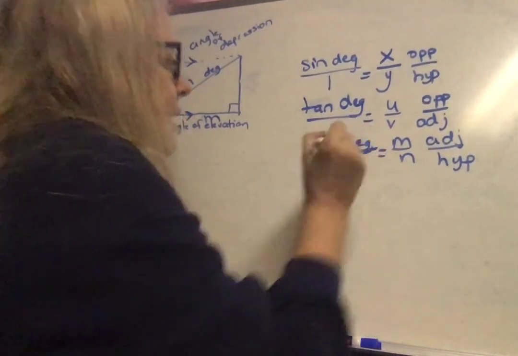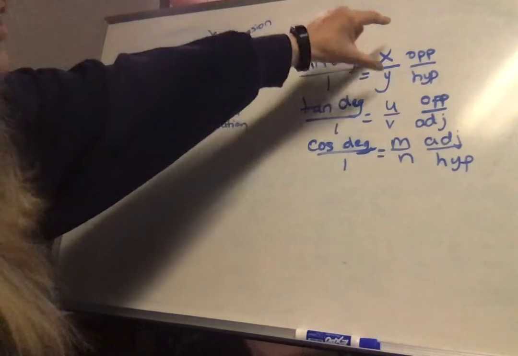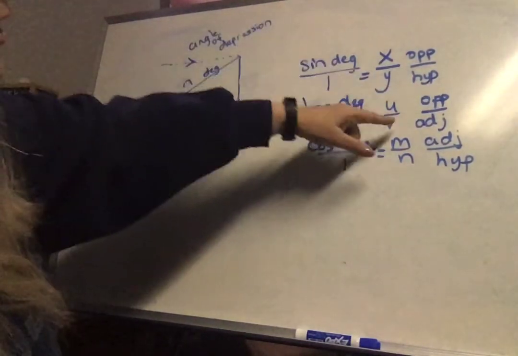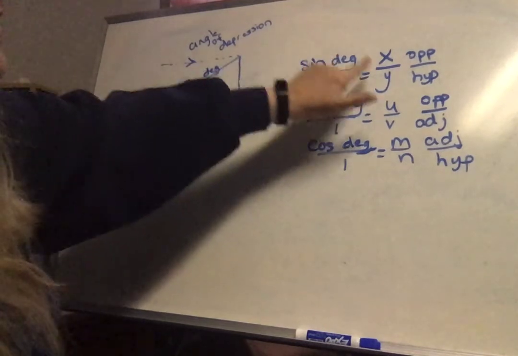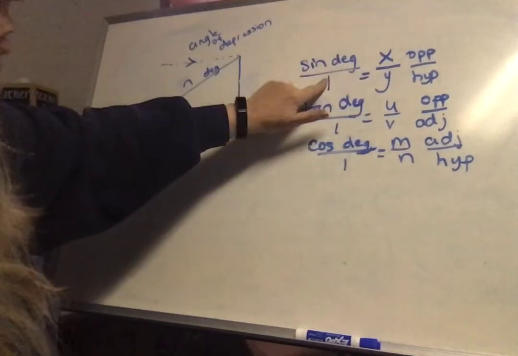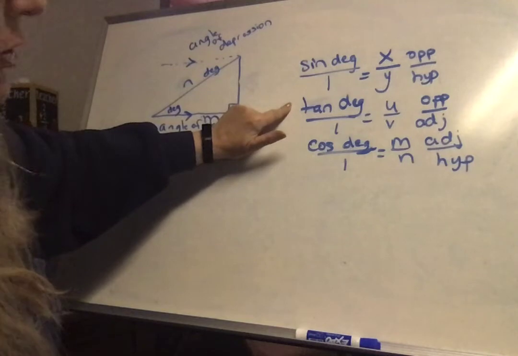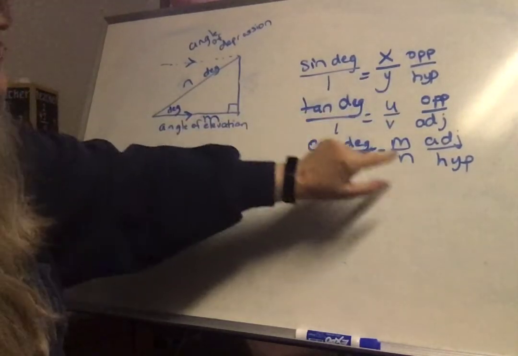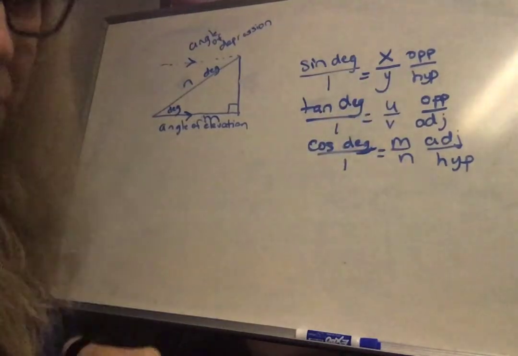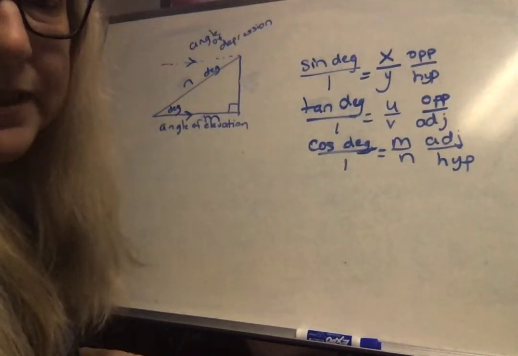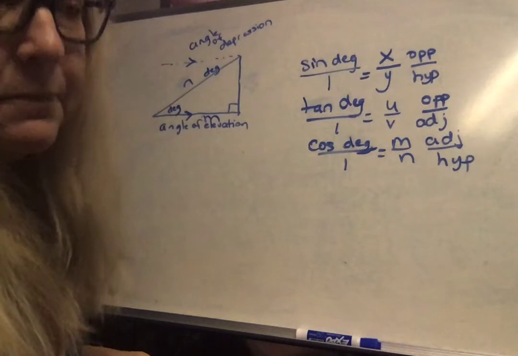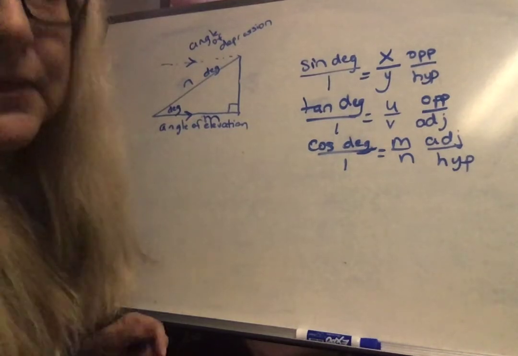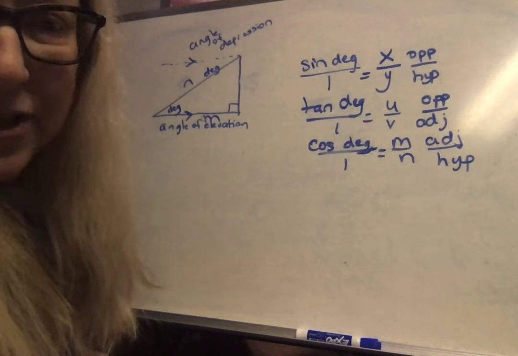Degrees over 1 equals your particular ratio, so that you can cross multiply. Sine of the degrees times y equals x times 1. Tangent of the degrees times v equals u times 1. Cosine of the degrees times n equals m times 1. And that's how you would solve it. There are plenty of worksheets with an answer key. See if you can set them up and if you can cross multiply and get the matching answer.